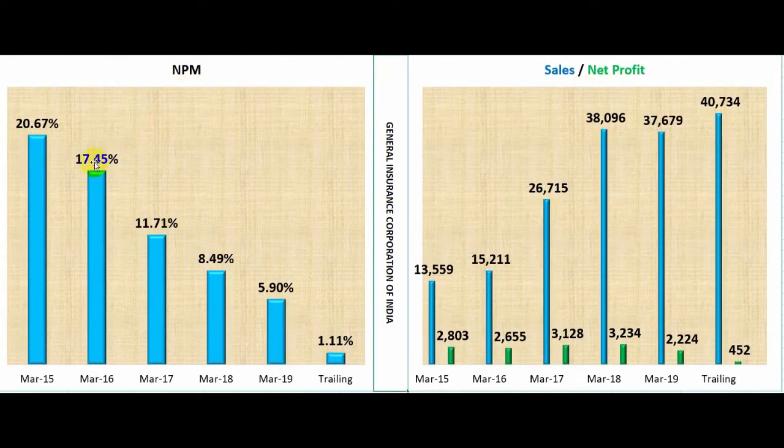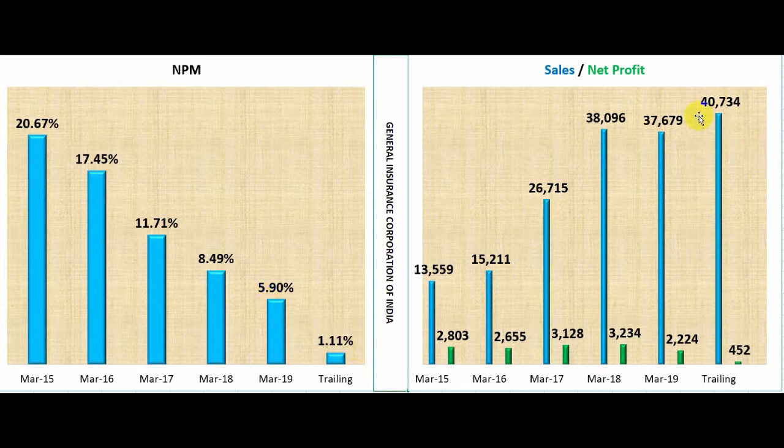Net profit margin has been decreasing consistently from March 15, where its NPM was 20.67%, steadily declining till March 19 to 5.90%, and in the recent 12 months it has dropped to 1.1%. So let us look at the values here. The total sales was around 37,000 crores in March 19, against which the company generated a profit of 2,224 crores. So that's an NPM of 5.9%.